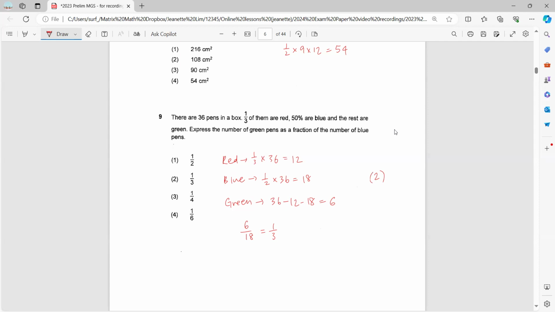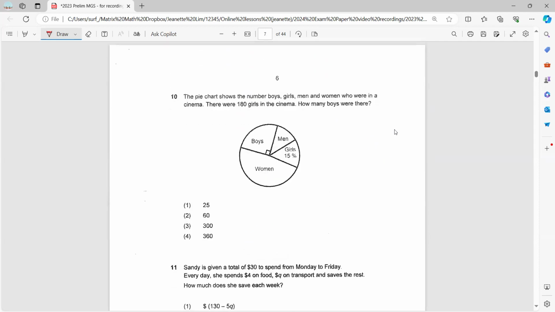Okay, question number 10. A pie chart shows the number of boys, girls, men, and women who were in a cinema. There were 180 girls in the cinema. How many boys were there? Okay, so for the girls, it's 15%. So 15% is 180. We want to find boys, which is 25%.